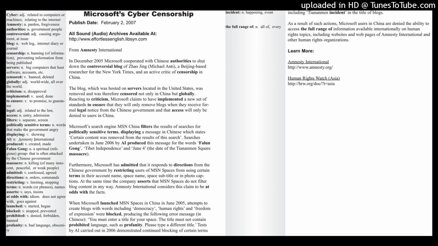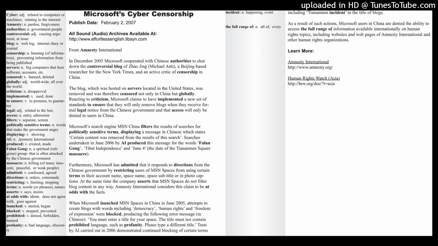And it says Microsoft admits it responds to directions from the Chinese government. In this case, directions means orders or commands. Chinese government says, you will do this, and Microsoft says, okay, yes, we will. Those are directions. Of course, directions can have other meanings also. But in this case, direction means orders or commands.